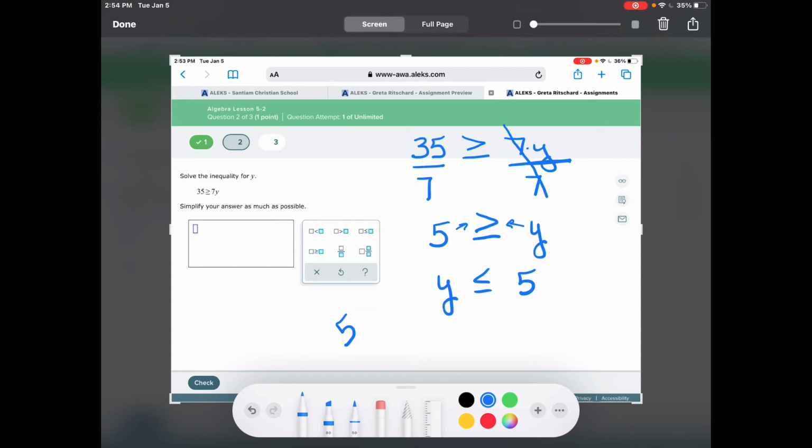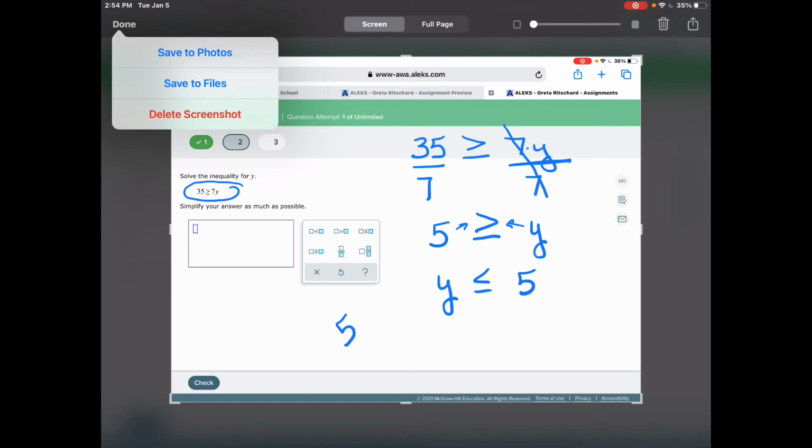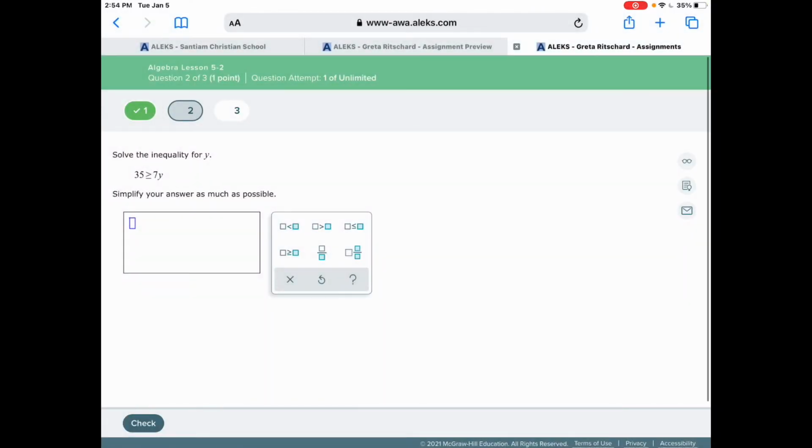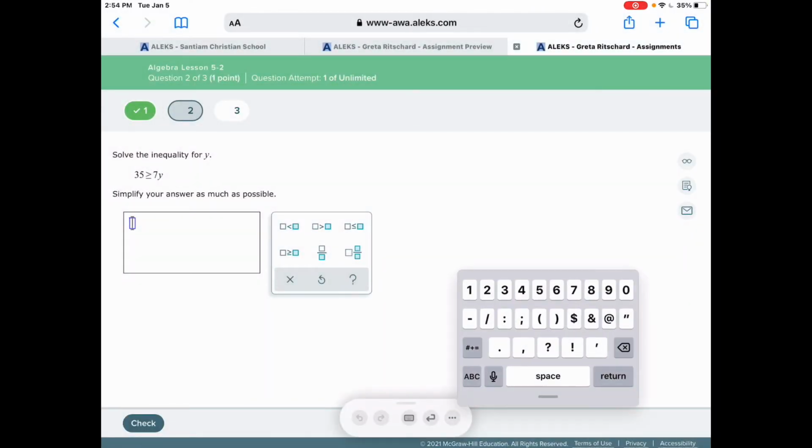So you can notice that up here in my statement, 7 multiplied by anything 5 or less is going to give me a number that is smaller than or equal to 35. Let's see, so our answer is y is less than or equal to 5.